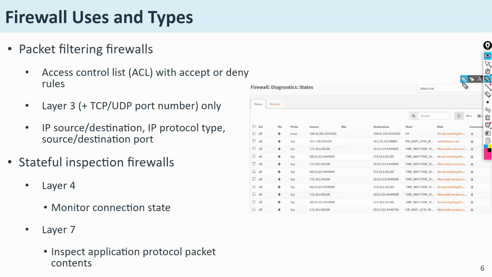Now the question again: we are using the firewall. So what is the firewall? Firewall is just going to filter unwanted traffic. Filter the traffic.